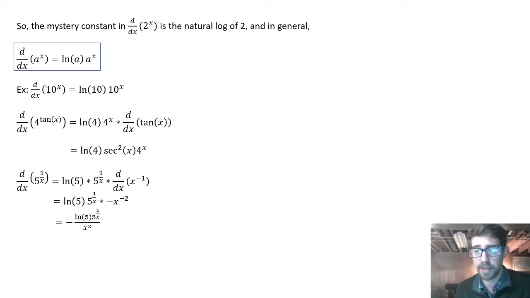And just always remember that the natural log of 5 is just some number. Punch it into your calculator if you want to know what it is. It's 1 point something.